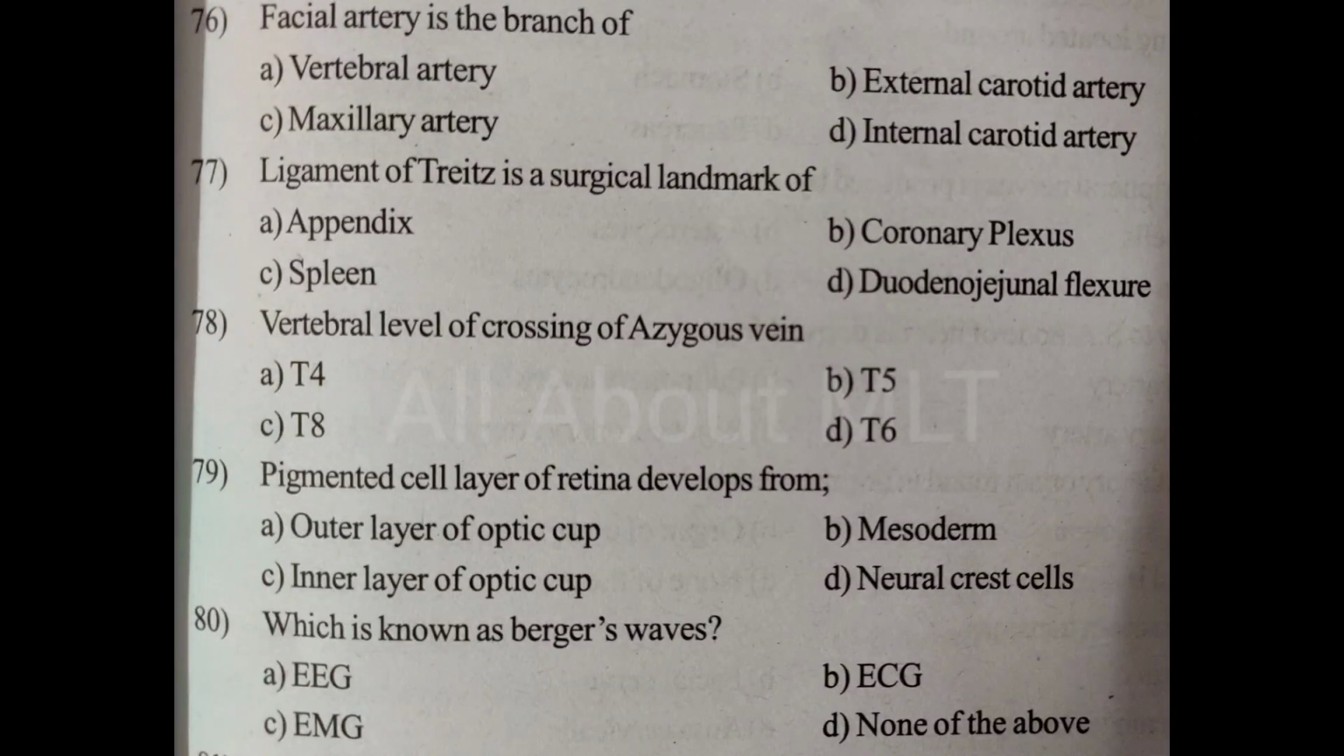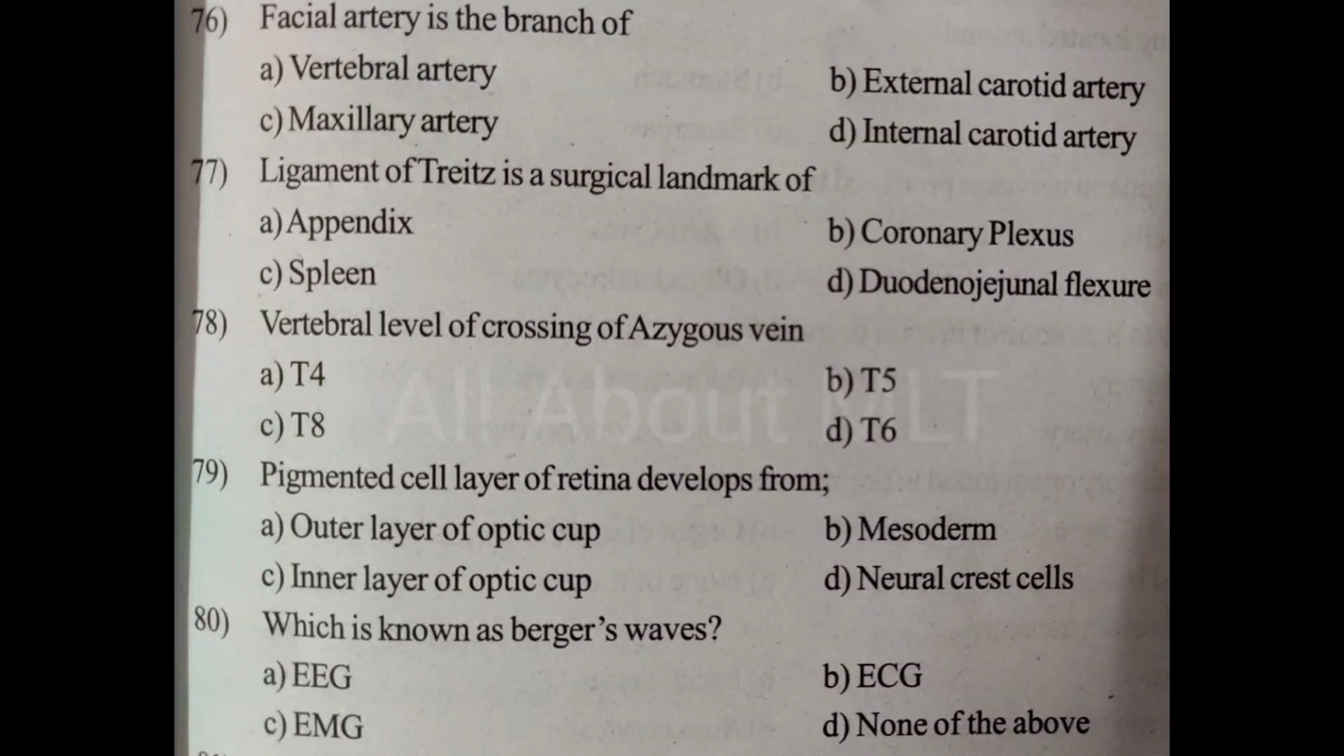Pigmented cell layer of retina develops from option A, outer layer of optic cup. Option B, mesoderm. Option C, inner layer of optic cup. Option D, neural crest cells. Answer is option A, outer layer of optic cup.